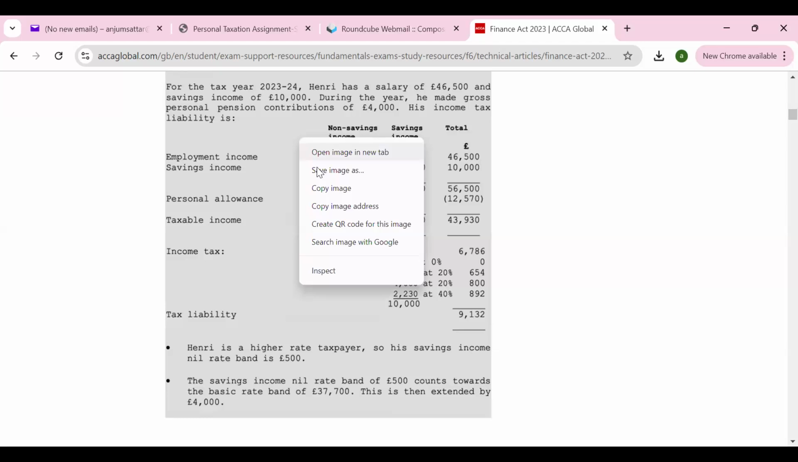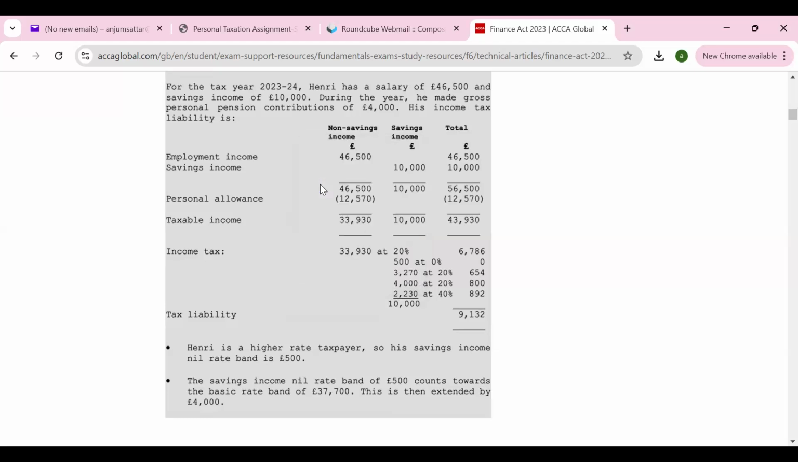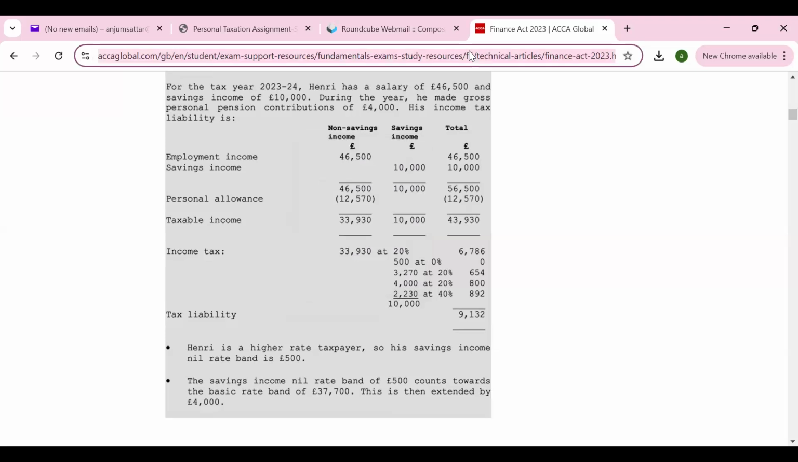If I right click it, I can take the image as well. I can copy it into my assignment, and where I got it, this is my whole website, that link.